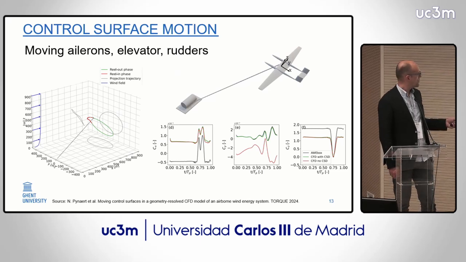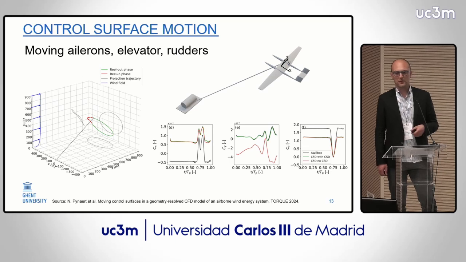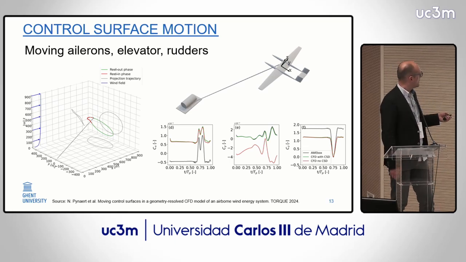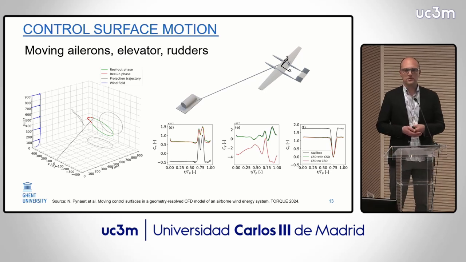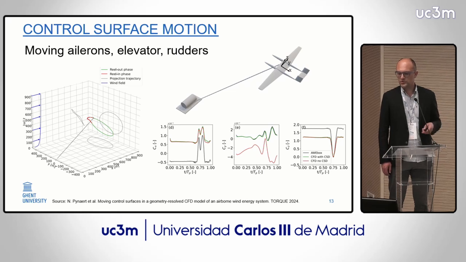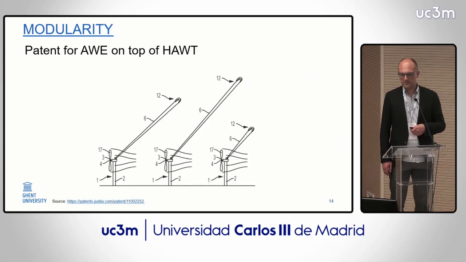You see here X, Y, and Z direction as a function of time, where X, Y, and Z are also indicated in this figure for a certain trajectory, with in green a real out phase and in red a real in phase. So it has a logarithmic profile here. And you can see if we include the control surface motion, then the forces are quite nicely matching with the ones predicted by Auebox. And Auebox was used to generate the trajectory in the first place. So the control surface motion can be included in these simulations.